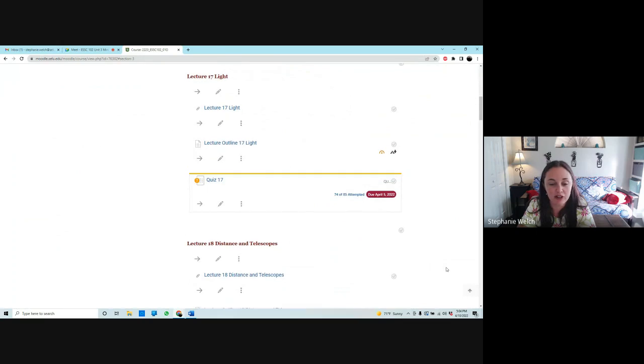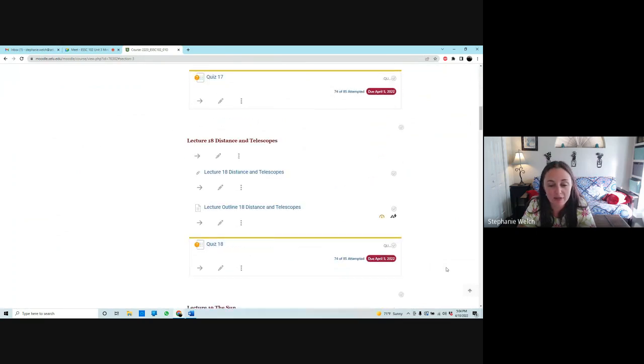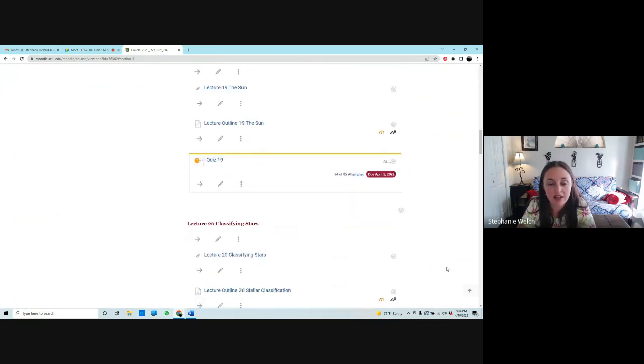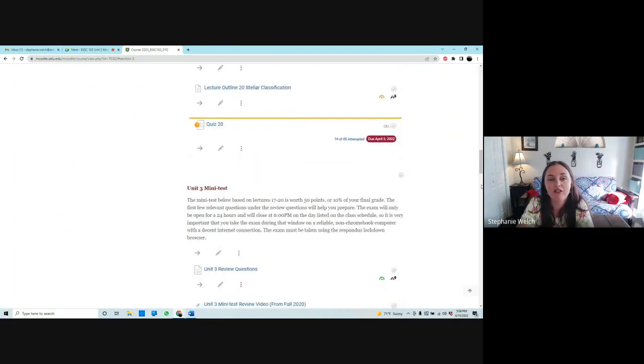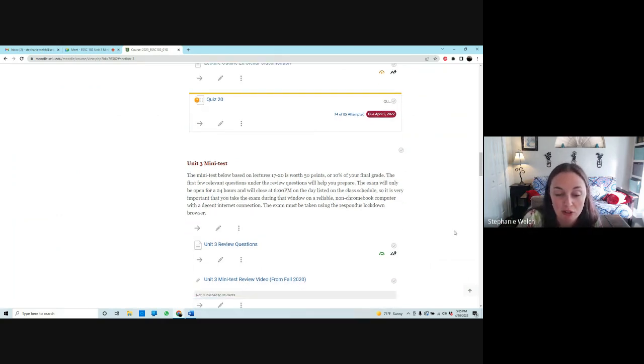17 and 18 are effectively lectures on light. 19 is on the sun, and then 20 is on classifying stars, which we can do when we start with the sun so that we can classify other stars in comparison to the sun. Then the mini test is on that stuff, and then I save the best stuff for last. So all the black holes, neutron stars, birth and death of the universe, big picture kind of stuff, that's all the second half of Unit 3.